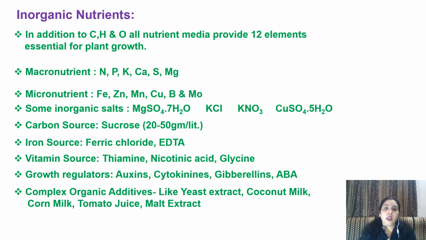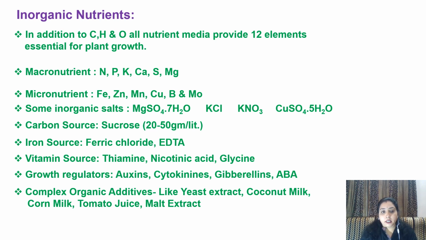Inorganic nutrients. In addition to carbon, hydrogen, and oxygen, all nutrient media provide 12 elements which are essential for plant growth. Macronutrients include sodium, potassium, phosphorus, calcium, sulfur, magnesium. Micronutrients include iron, zinc, manganese, copper, boron, molybdenum. Some inorganic salts are also required like magnesium sulfate, potassium nitrate, potassium chloride, copper sulfate, etc.